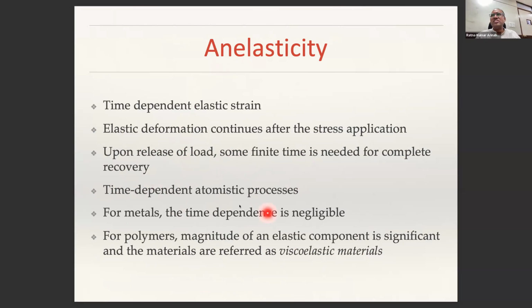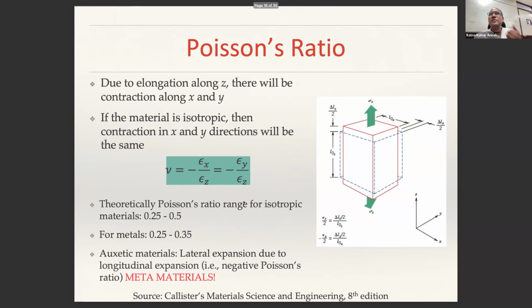For metals, it is not very significant, but for polymers, we will have the magnitude of the inelastic component significant, and polymers are referred to as viscoelastic materials because there is some viscous effect. There is a time-dependent deformation. Okay. So we have discussed elastic deformation, and we have discussed modulus of elasticity or secant modulus. Now we will define another important property called Poisson's ratio.